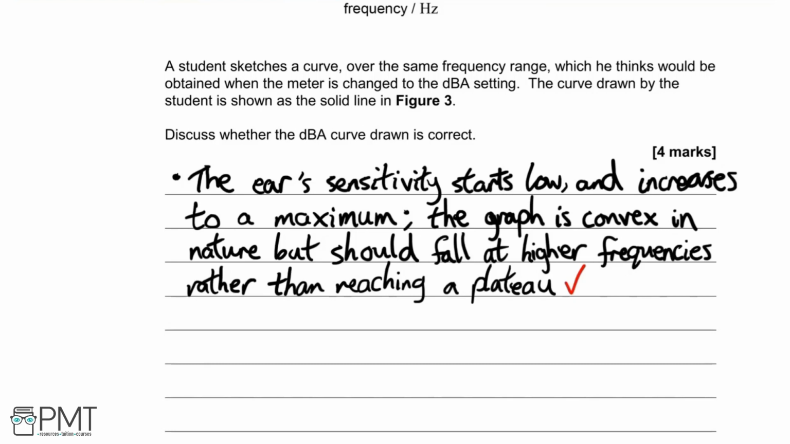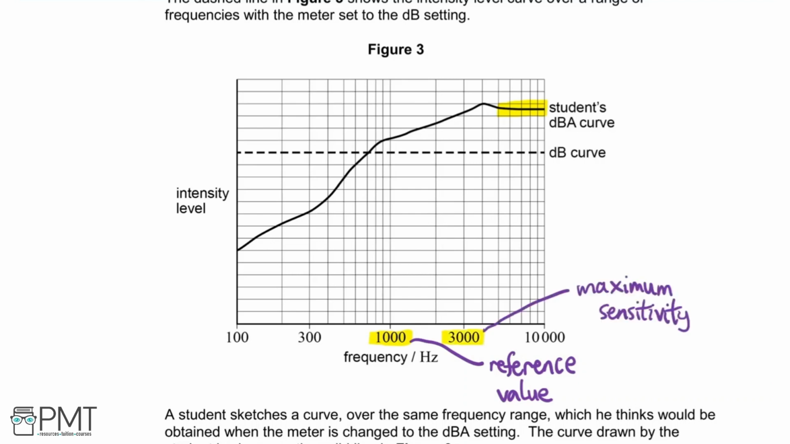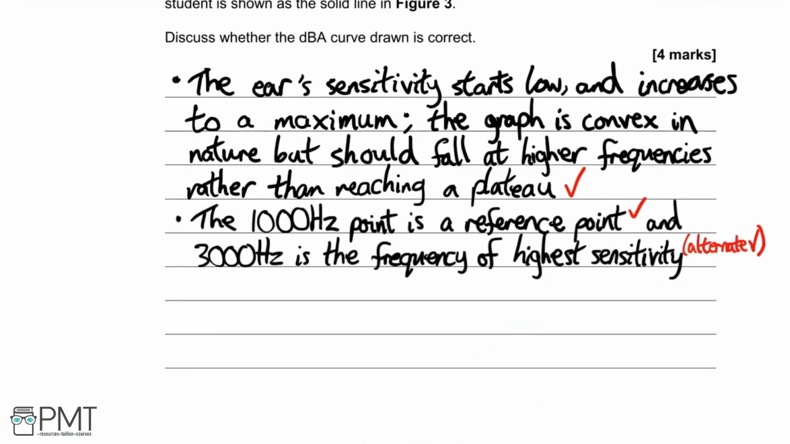We next need to mention some specific reference values. So in any graph like this, the reference value is at 1 kilohertz. Another thing that you need to know is that 3000 hertz is the frequency at which the ear is most sensitive. So putting either of those 2 points will get you the second mark, either that the 1000 hertz point is a reference point, or 3000 hertz is the frequency of the highest sensitivity, one or the other.